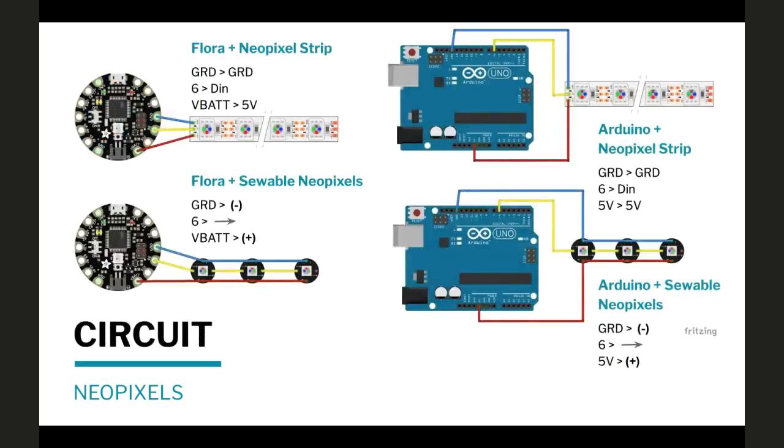So just to give you an idea of how you might connect NeoPixels to an Arduino or a Flora. A Flora is Adafruit's sewable electronics board that they developed. I really like the Flora just because it gives you a lot of different grounds and it has bigger holes that you can sew through. So you only really have three pins that you need to connect the NeoPixels to: ground, signal, and then the power.